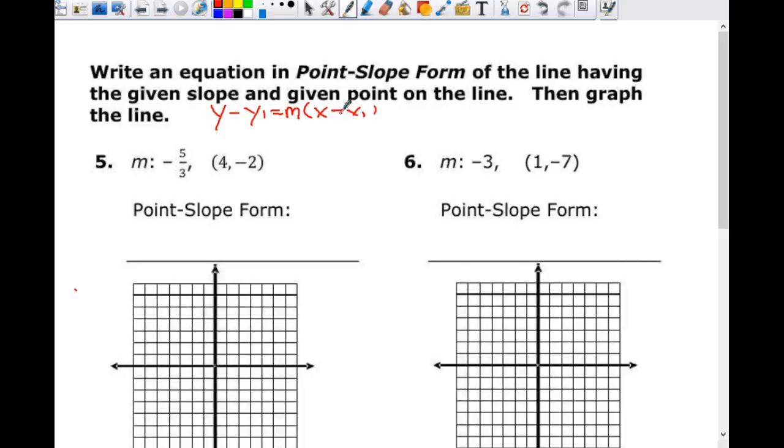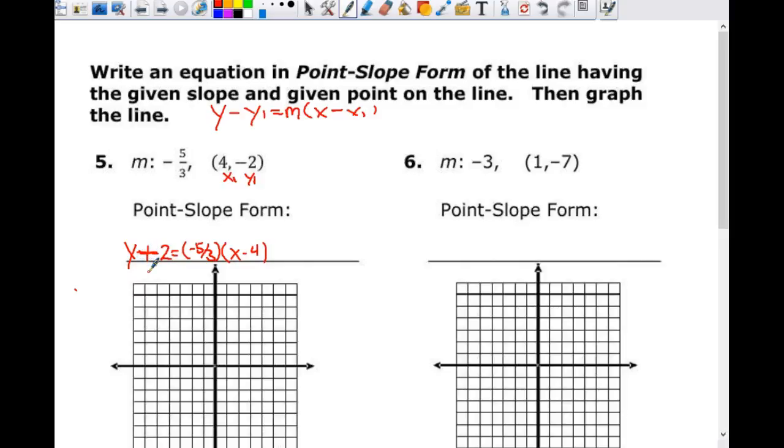Okay. Label this x1, label this y1. Plug it in. y minus y1, which is negative 2, is equal to m, which is 5 over 3, times x minus 4. A minus minus ends up being a plus. Okay, that's the correct answer.